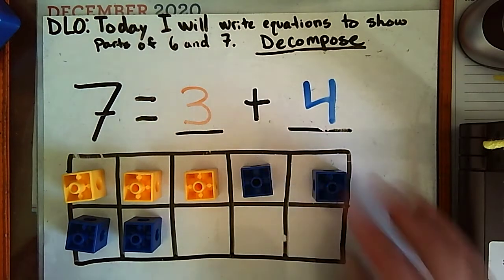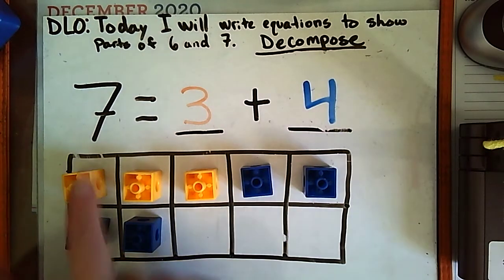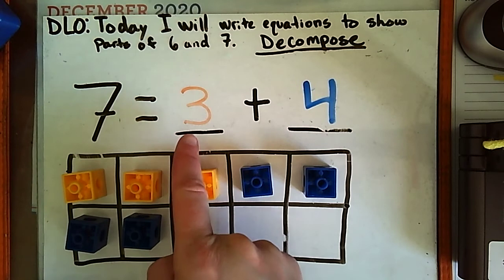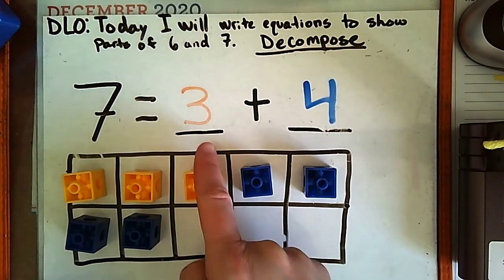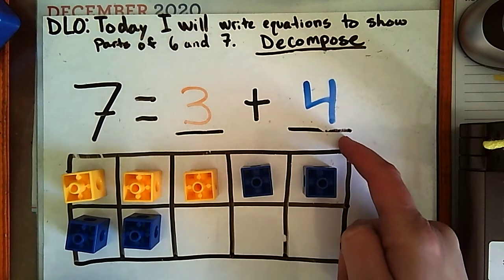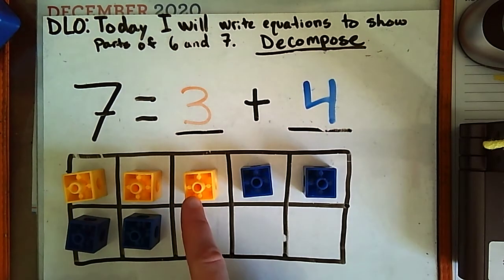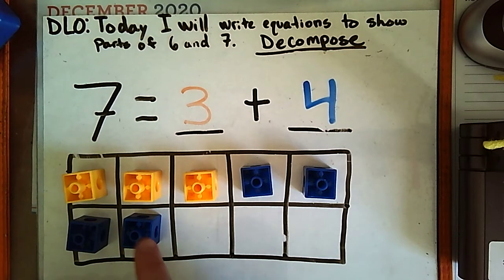Now I can see them on a 10 frame. So this would be 7 equals 3 plus 4. I have 7, and the two parts are 3 and 4. 1, 2, 3, 4, 5, 6, 7.